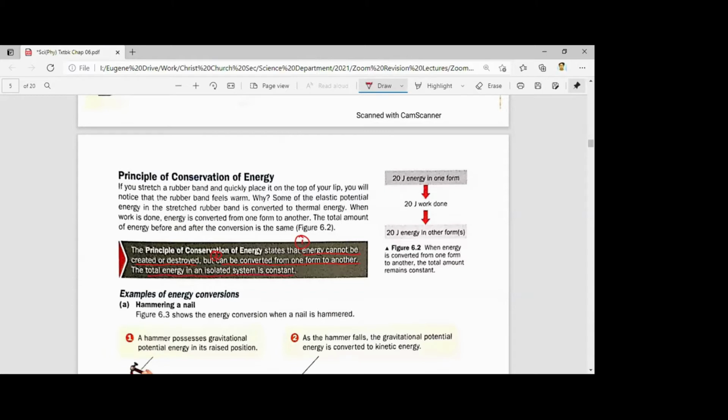And the last one, the total energy in an isolated system is constant. Now, this third point, in terms of how we normally would apply it, is actually just simply saying that energy before conversion must be equal to energy after conversion.